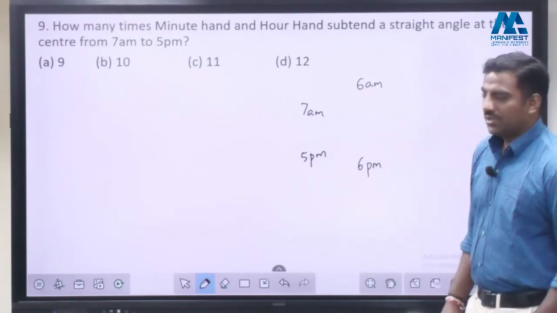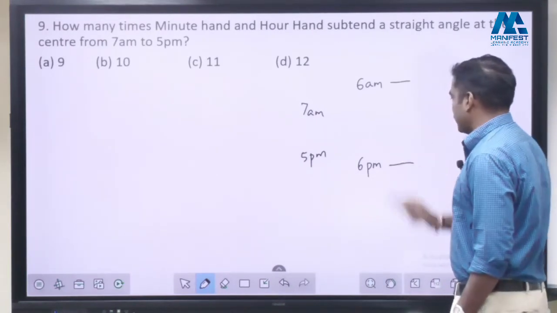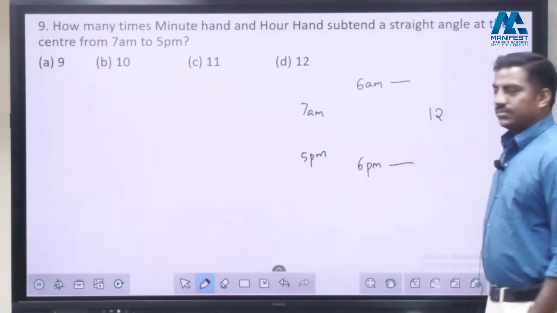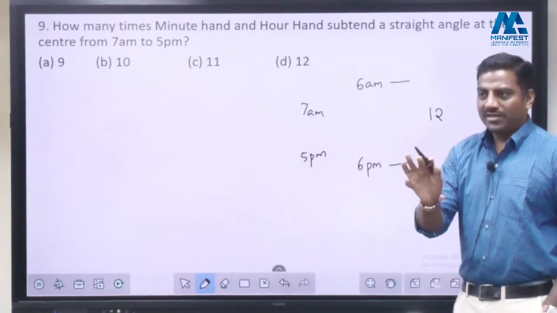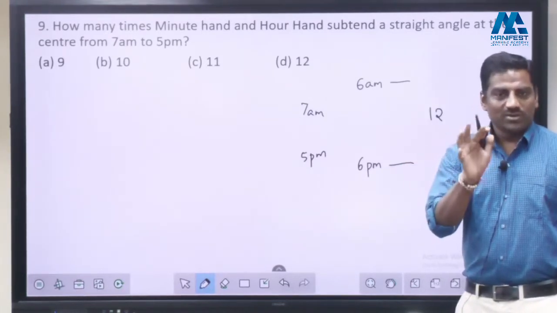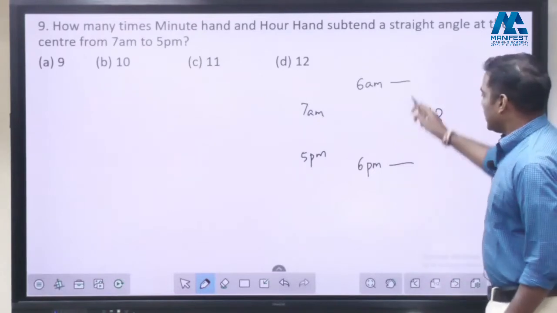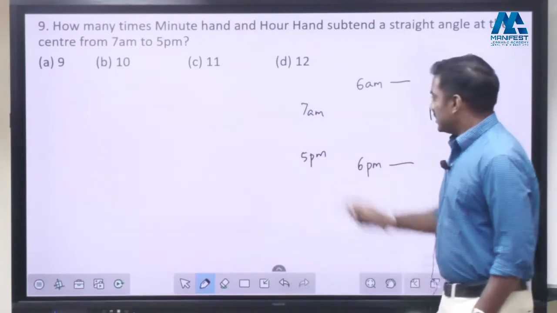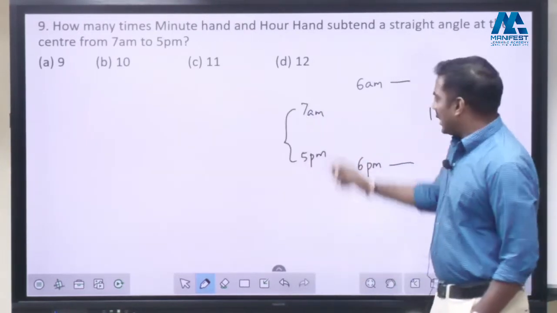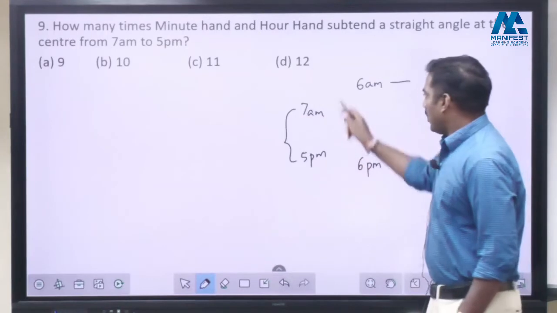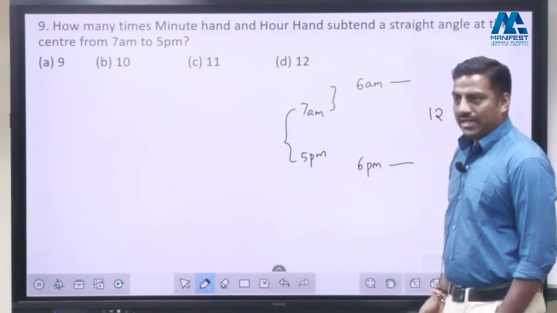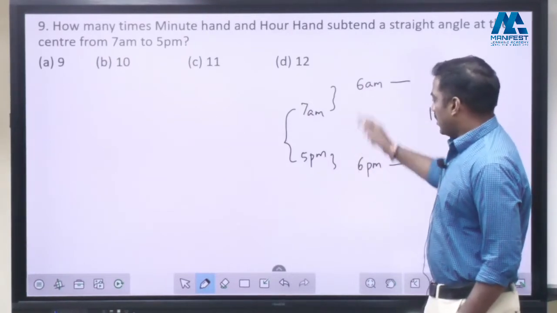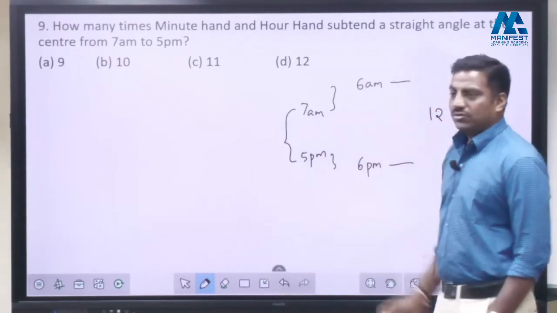How many times? Including 6 a.m. and 6 p.m. How many? 12. This is very easy for you, right? Now you can answer this one with ease, correct? So 6 a.m. to 6 p.m., 12 times. Now 7 a.m. to 5 p.m.: rather than calculating this one, calculate how many times they will have straight angle between 5 p.m. to 6 p.m. and here 6 a.m. to 7 a.m.